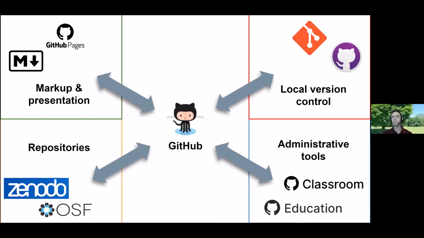I'll first talk about local version control, and we'll do a really quick primer into just how that works, why you'd want to do version control, what it looks like with Git, and what it looks like with tools like GitHub Desktop. Then we'll talk more broadly about how it links in with collaboration and deeper research support. That's where things like markup and presentation come into play, thinking about connections with repositories.